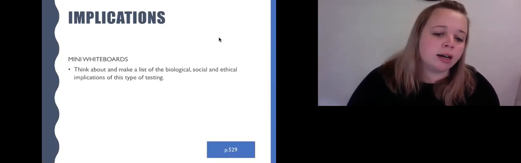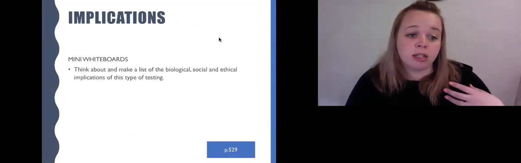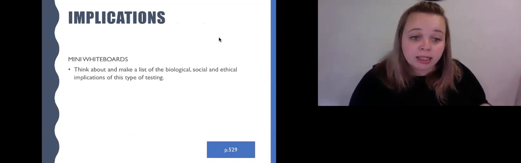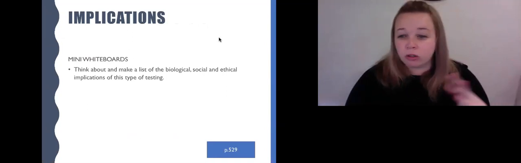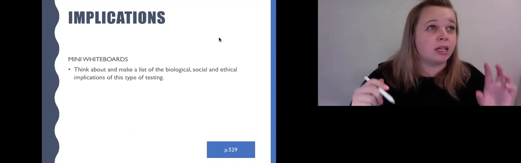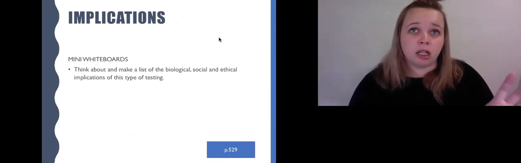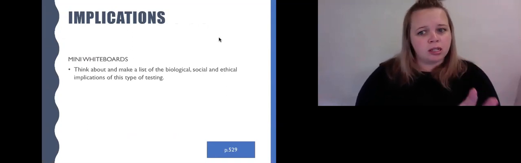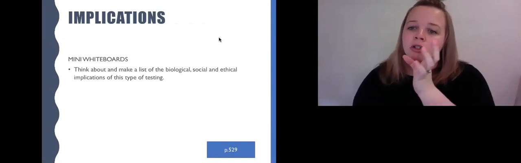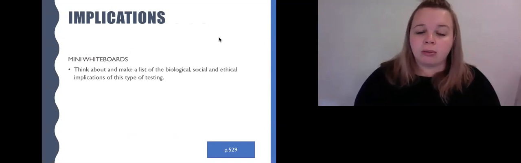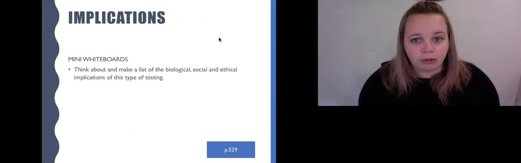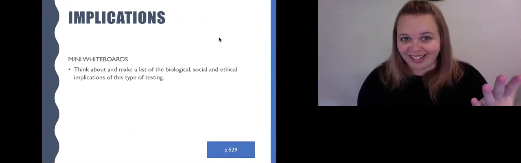So before I start to go through them, you might want to think about and start to make a list. You can do it on a mini whiteboard or on a piece of paper. You can pause and think: what are some of the biological issues, social issues and ethical issues to do with gene cloning? And hopefully you pause and then you come back.